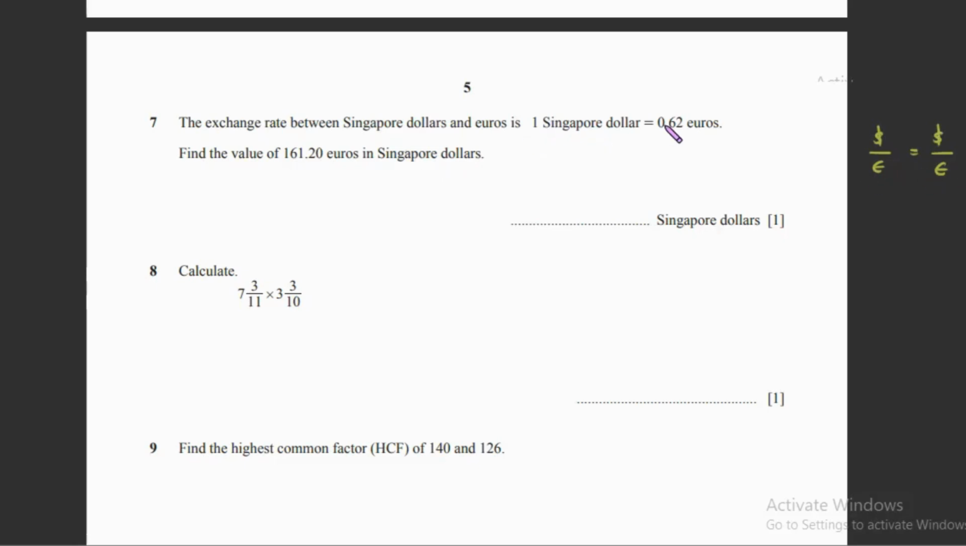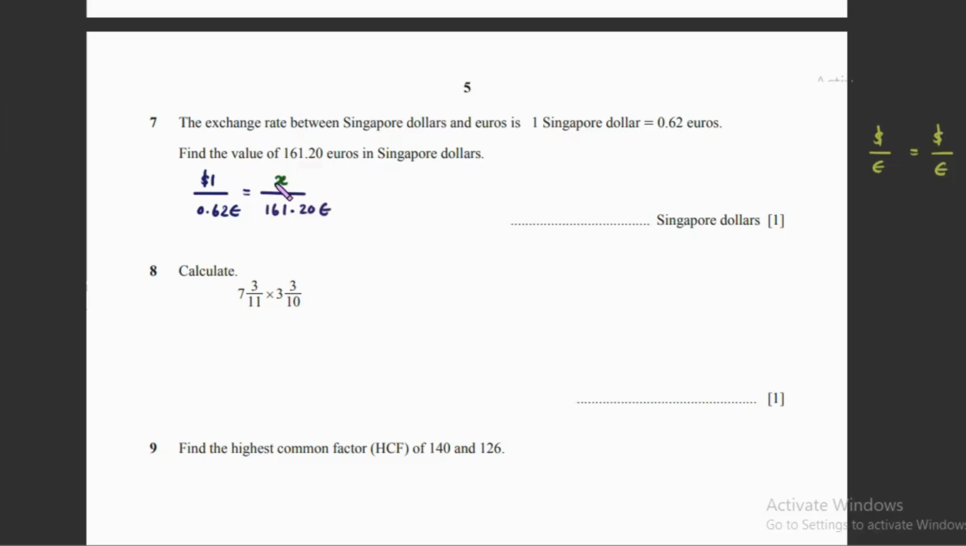So I can write this exchange rate that is given to us in the form of a fraction. So I can write it as 1 Singapore dollar over 0.62 euros. This is equal to, and in the other fraction, I'm supposed to calculate how many Singapore dollars I need to find. So I need to find the numerator, because dollars means I need to put the dollars at the top in the other side as well. And the denominator is known to us, which is 161.20 euros. So when we do it using this method, you don't get confused whether to multiply or to divide.